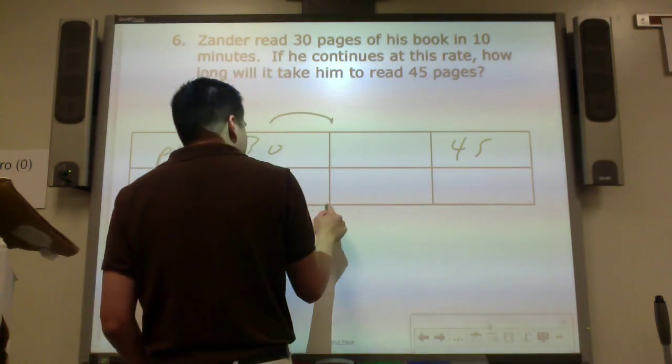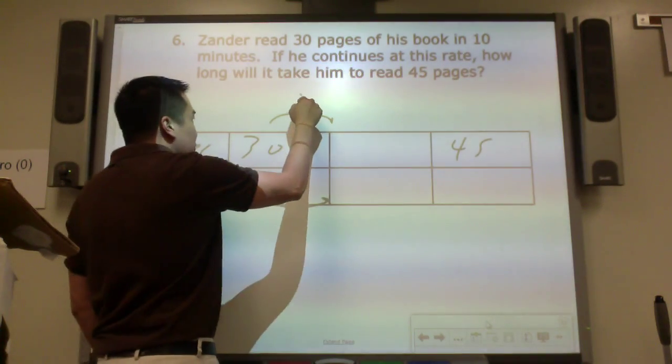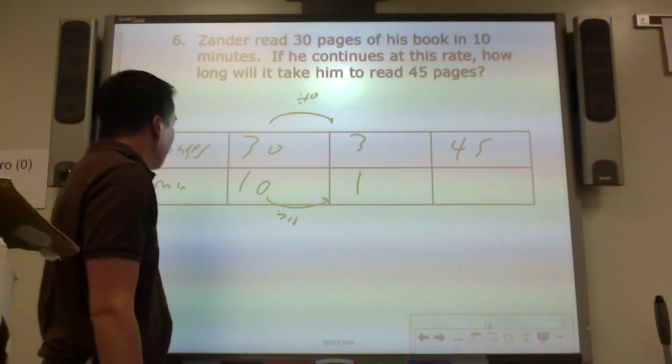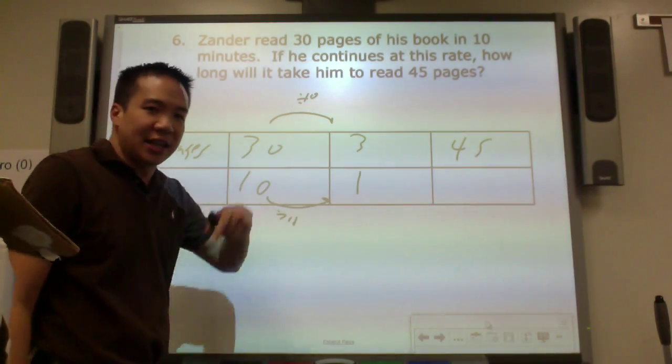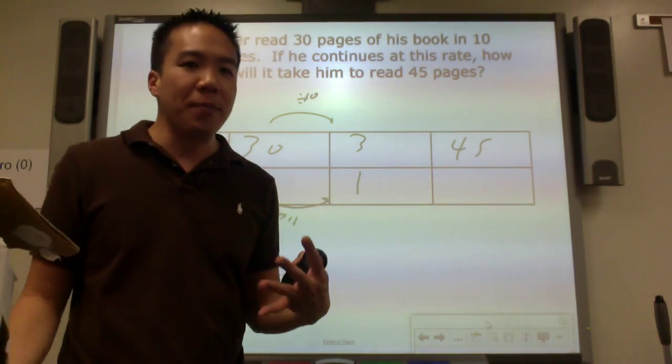Could I scale this back? I'm going to divide by 10. Divide by 10, get 3, 1. For every 3 pages, it takes 1 minute. Every 3 pages for every 1 minute.